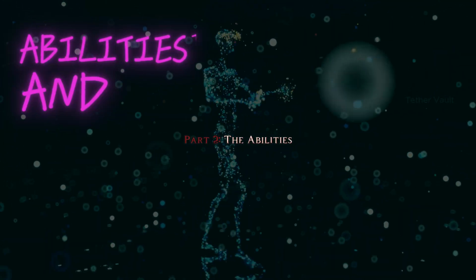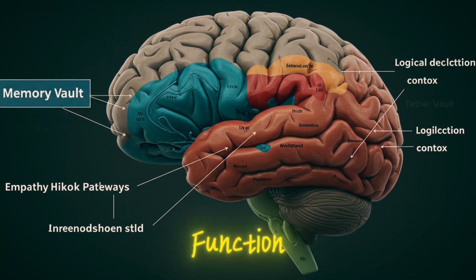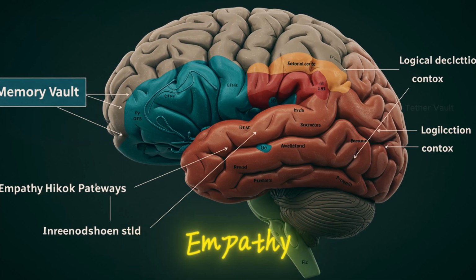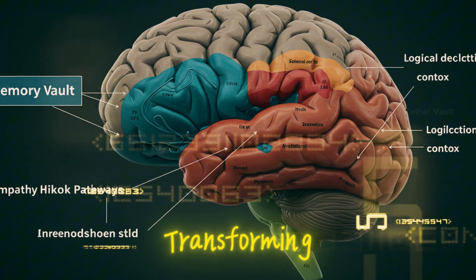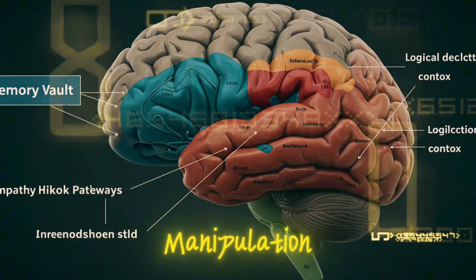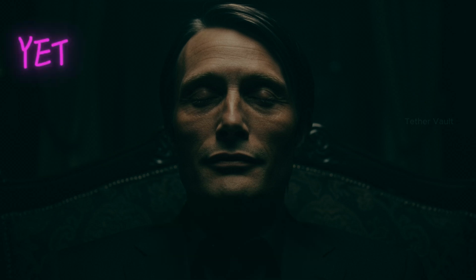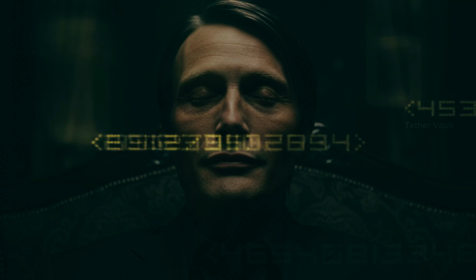Section 2. Abilities and True Nature. Hannibal Lecter's psychological abilities function as brilliant character anatomy because they represent the weaponization of empathy, taking skills that should connect us to others and transforming them into instruments of manipulation and control. His psychiatric training grants him supernatural insight into human motivation and weakness. Yet this understanding serves not to heal, but to exploit.